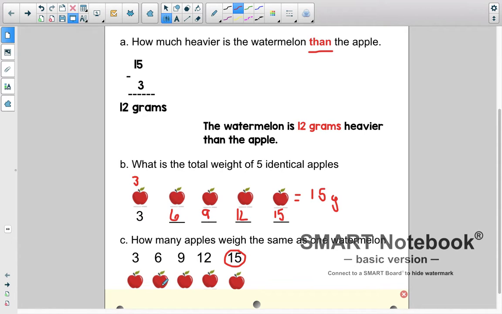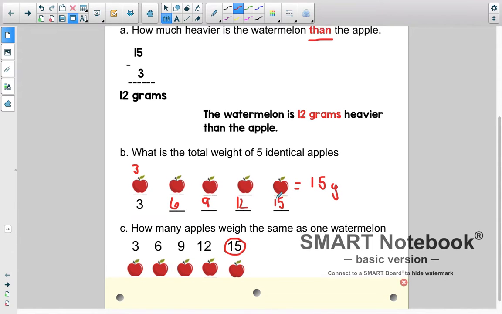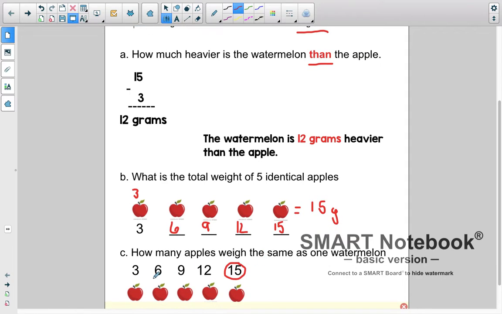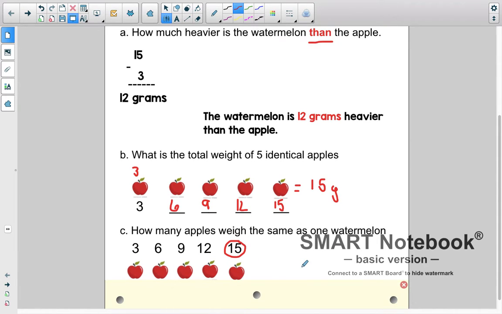1, 2, 3, 4, 5. So 5 apples weighs the same as 1 watermelon, because remember that watermelon equals 15. And we just had to count by 3s because each apple equals 3 grams. And we kind of did that the same here too. So 1 watermelon equals the same as 5 apples. Nice job.